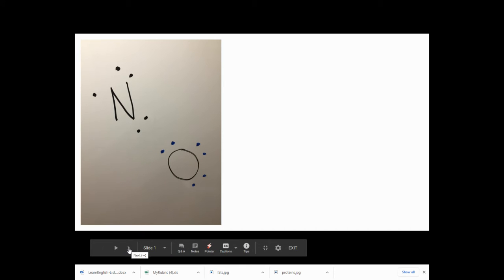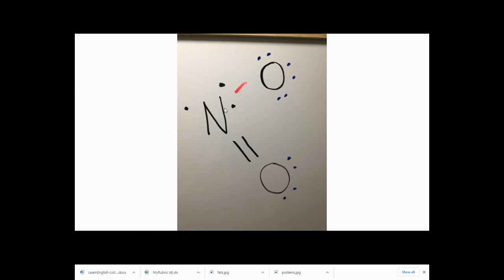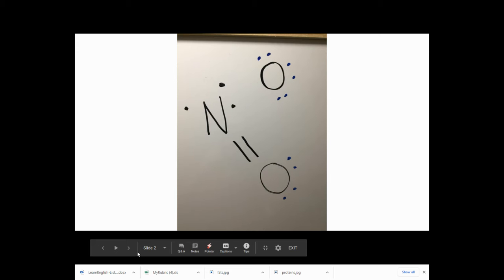Okay, so what is going to happen here? The nitrogen is going to make a double bond with the oxygen. 2 electrons from the nitrogen and 2 electrons from the oxygen. They are going to share in this covalent bonding over here. Then another oxygen will approach with its 6 valence electrons, and it's going to come nearby the nitrogen.